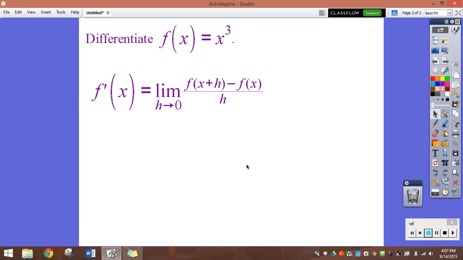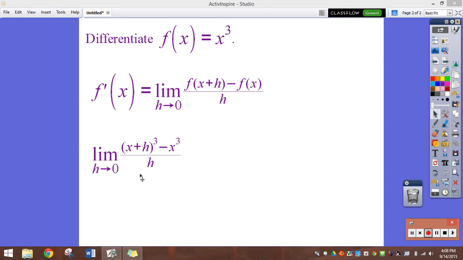To start with, what we would do is rewrite the limit to use the particular function they've given us. If my function is x cubed, I would write f of x plus h as x plus h all cubed, and then minus f of x would just be minus x cubed. So my limit would look like this: the limit as h approaches 0 of x plus h all cubed minus x cubed, over h.